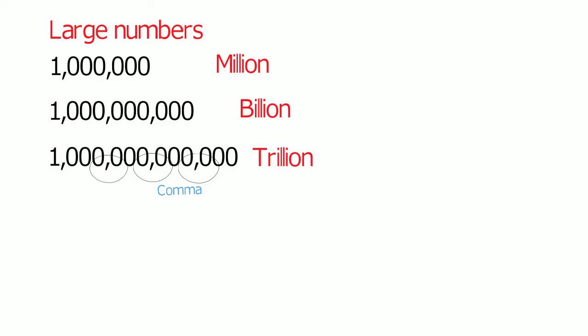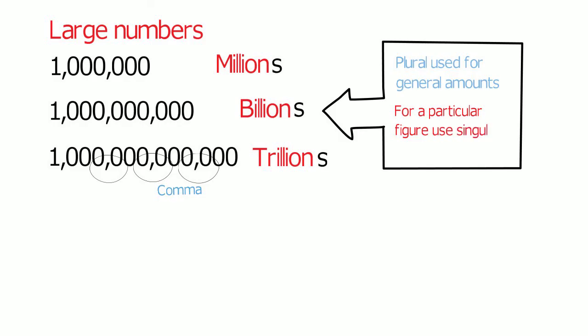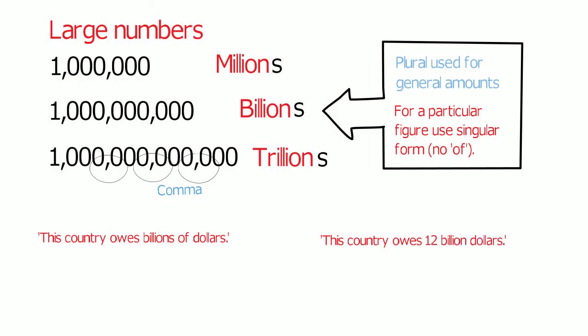Finally, a million, a billion, and a trillion can all be made plural to make millions, billions, and trillions. However, we only use this to refer to a general amount. If you refer to a particular figure, then you do not use the plural form. For example, this country owes billions of dollars. This country owes $12 billion.